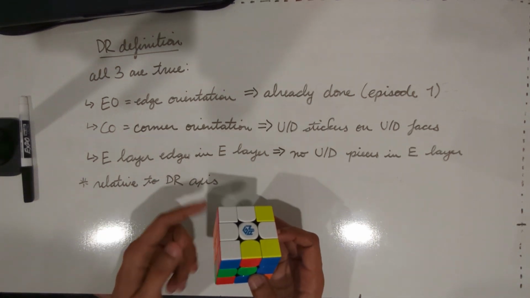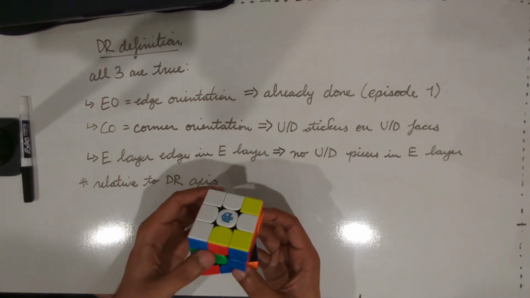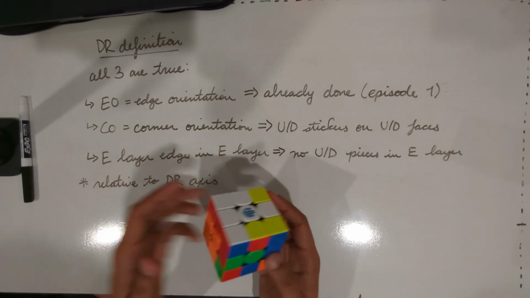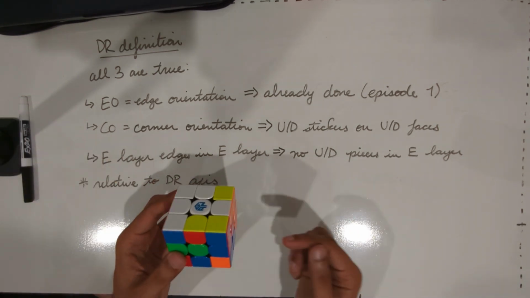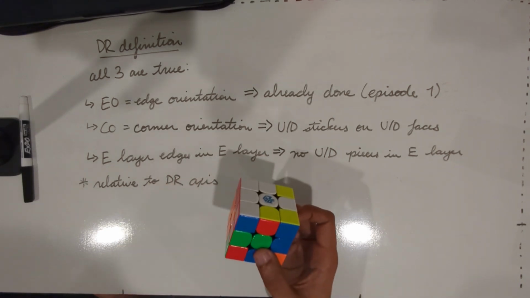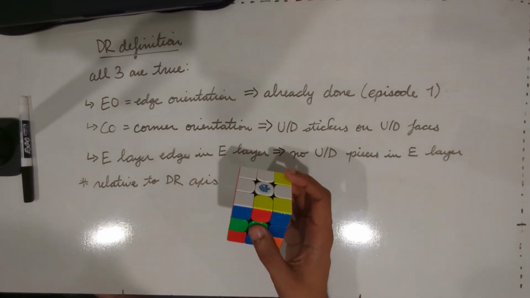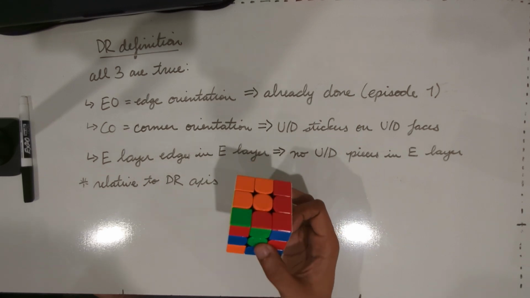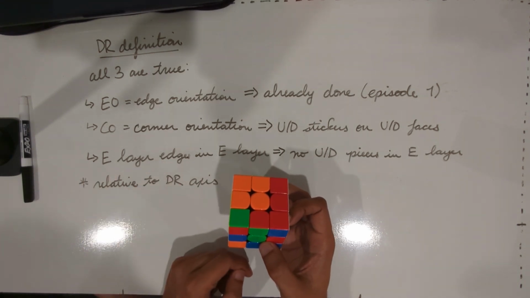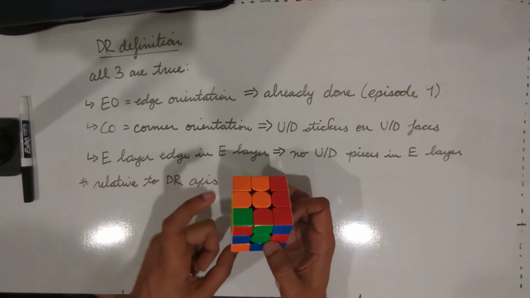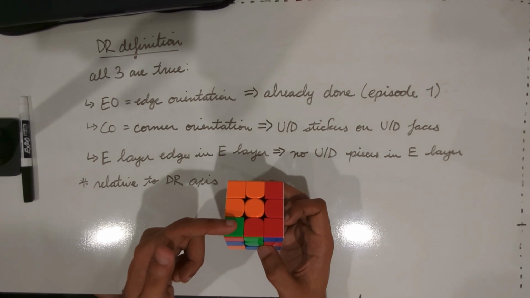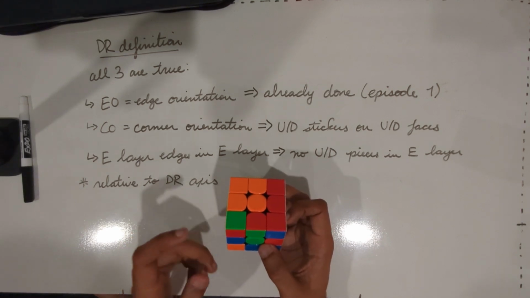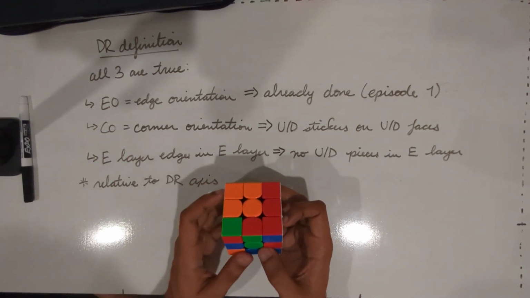And the final thing, E-layer edges in the E-layer. If you look at the E-layer here, you'll notice that none of the E-layer stickers have U or D on them. And because all edges are oriented, because we already checked that, we are good on the E-layer. So this is a domino state. But notice that having domino on one axis doesn't automatically mean that you have DR on another axis. In particular here, there are 2 things that are problematic. One is we don't have corner orientation because this corner does not have red or orange sticking up at the top. In fact, it's actually over here. So because we don't have corner orientation, we automatically aren't in DR.